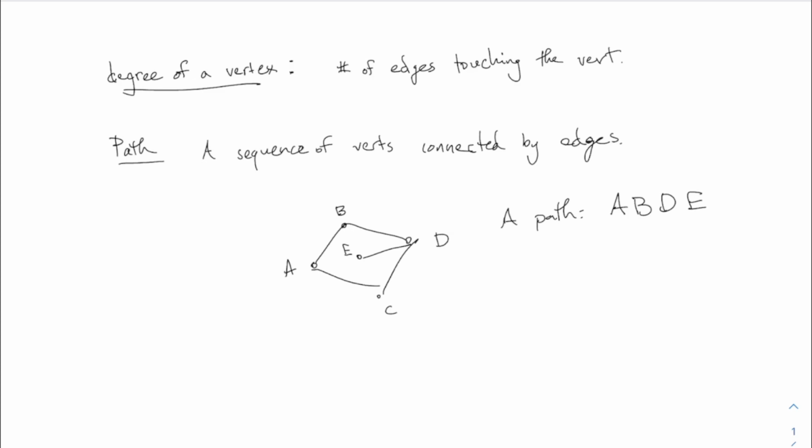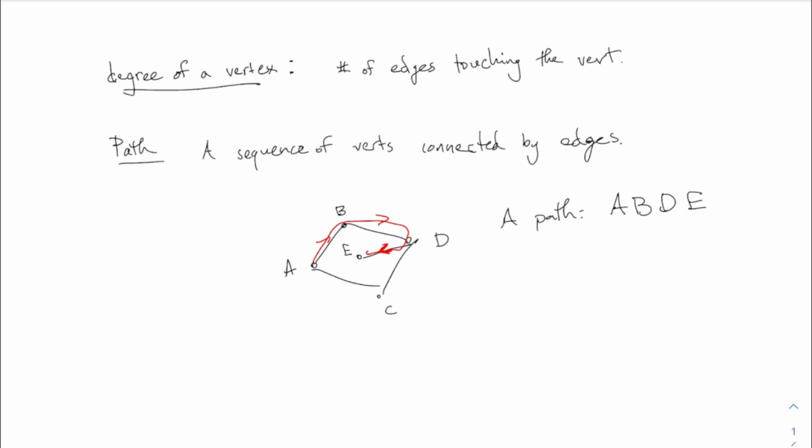And I could indicate that path in my graph. It's like this. I'll put a little arrow there to indicate which way I'm going. A path always has a starting point and an ending point, and it goes along edges. A, B, D, E is that path that I wrote in red there.